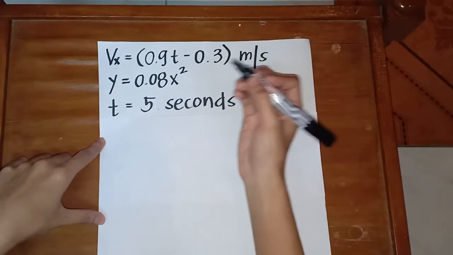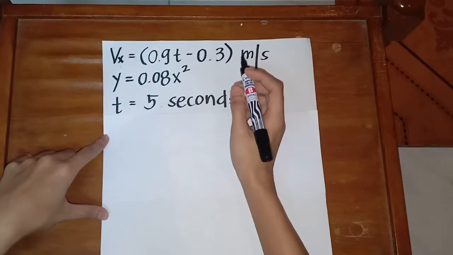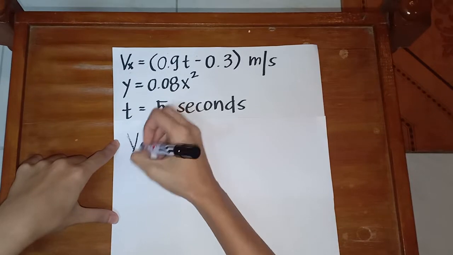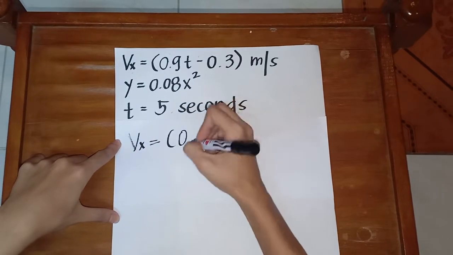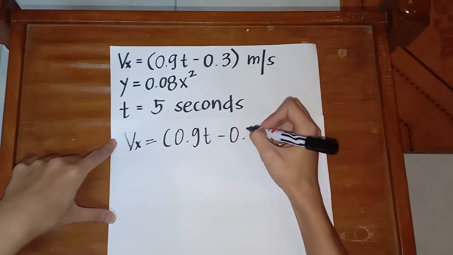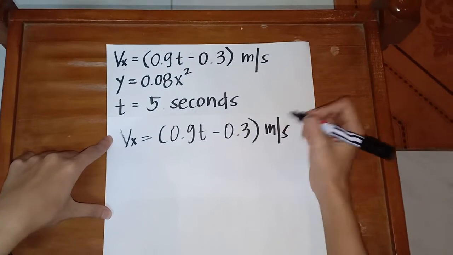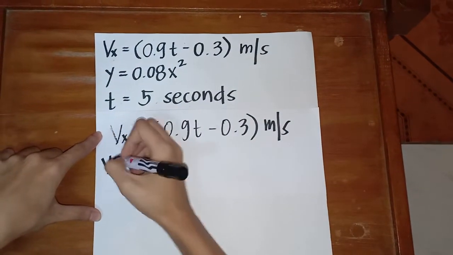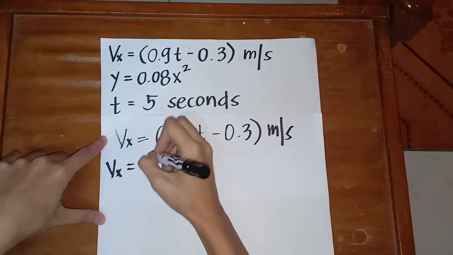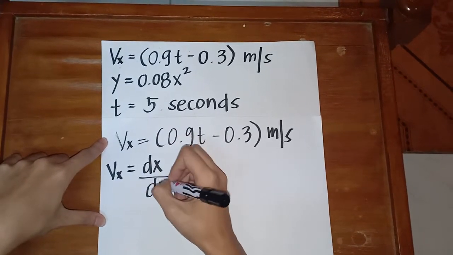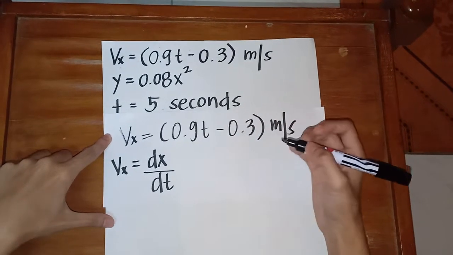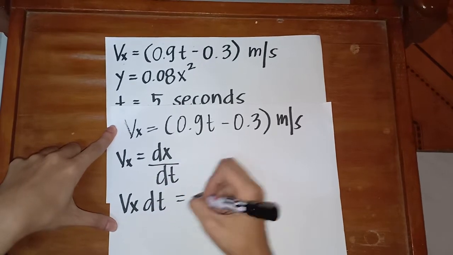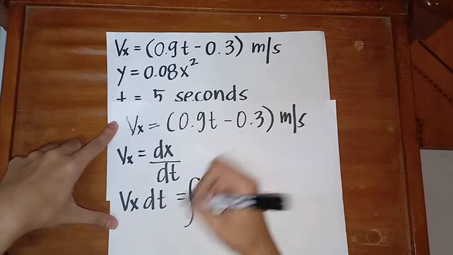Yung gagamitin nating equation is yung x component ng velocity, which is Vx is equal to 0.9t minus 0.3 meter per second. Ang gagawin natin dyan is, i-integrate natin. Alam naman natin na velocity is equal to change in position with respect to time. So, gagawin natin yung variable separable. Vx dt is equal to dx. Yun na, tapos i-integrate natin both sides.